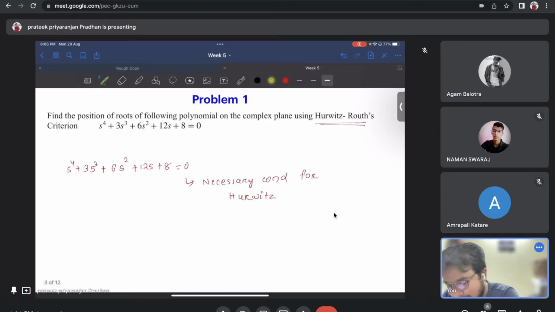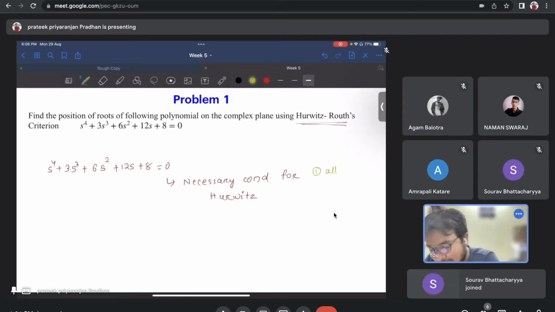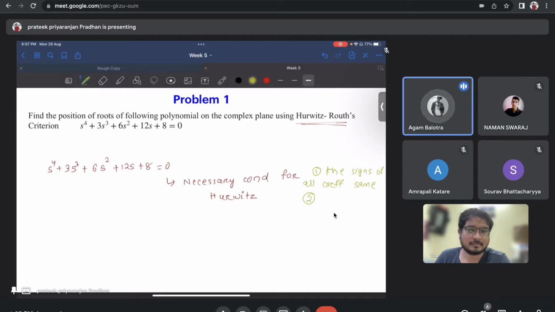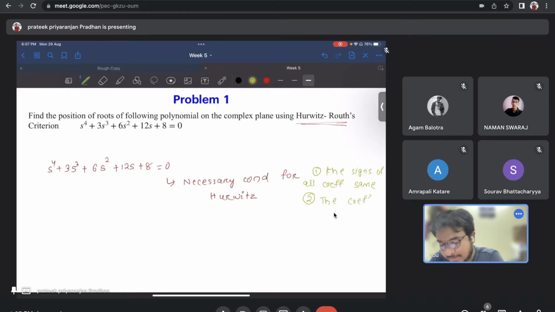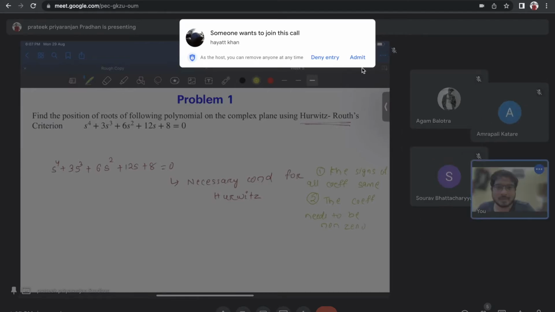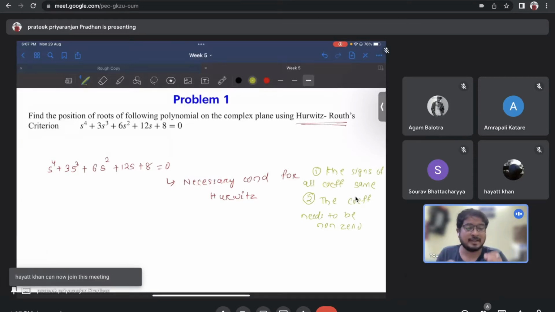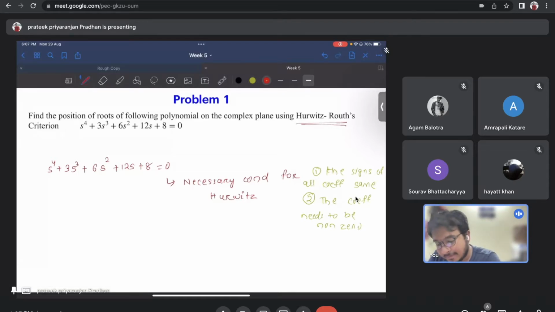Okay, let me write it. One condition is that the signs of all coefficients are the same. Any other condition? Very good. The coefficients need to be non-zero. These two are the necessary conditions. Then when we form the matrix and do all those calculations, that is for the sufficient condition. In this equation we can see none of the coefficients is zero and all the signs are positive, so both necessary conditions are satisfied.